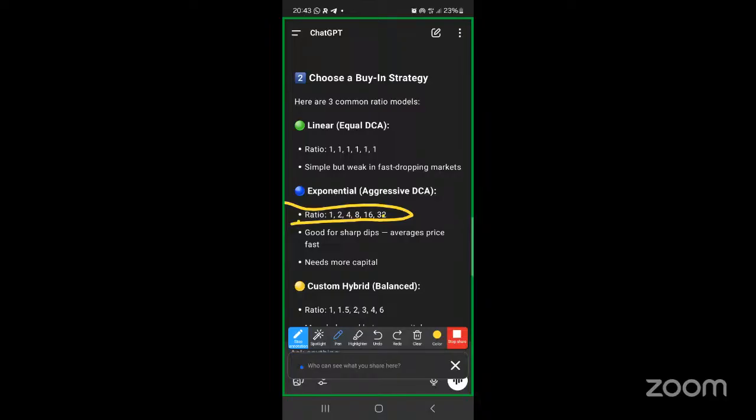This is a good one. So if you are trading in a highly volatile market, if the coin is volatile, you are going to need an exponential multiple buying strategy. Good for sharp dips, averages price fast. It helps you get dollar cost averaging very fast because you are buying a lot of coins at a discounted price, because you keep doubling your previous positions. It's aggressive and it needs more capital. No wonder. If you have small capital, you may not enjoy it.